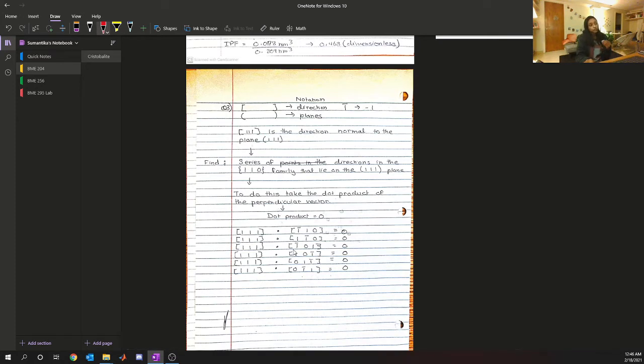In this case, we're trying to find a series of directions that are in the 110 family that lie on the 111 plane. So the idea behind it is that if we find the dot product of the normal vector and, not a normal vector, I said vector, haha, the direction normal to the plane and another direction, it should equal 0 because it is perpendicular, which means it does lie on that 111 plane from this particular family. So you do that and you get these 6 set of vectors.